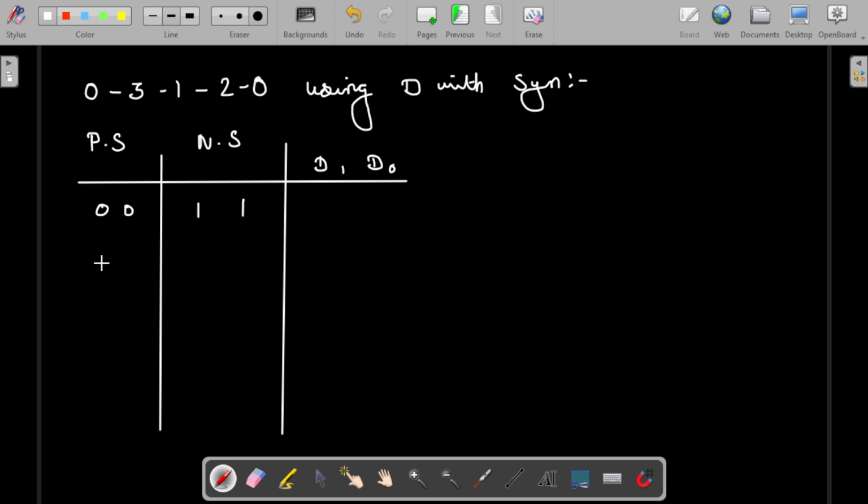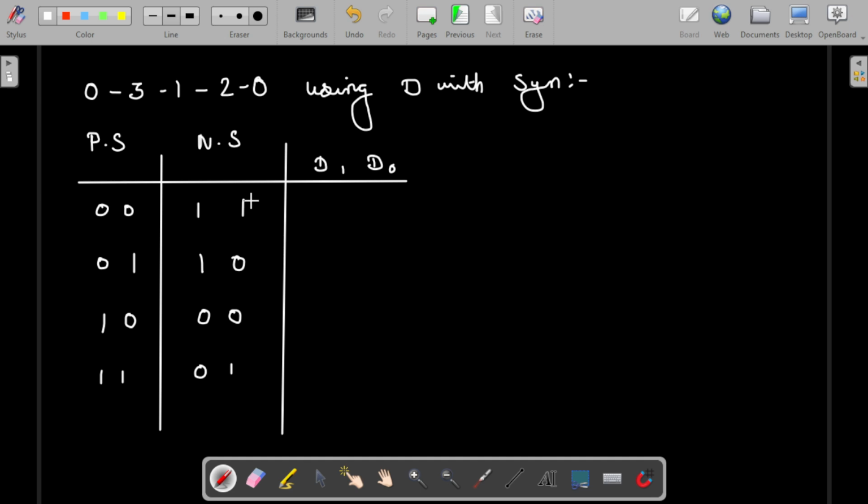If the present state is equal to 0 1, then the next state will be equal to 2. So that only we have to take. If the present state is equal to 2, then the next state will be 0 0. So in this way only we have to take. We should not take this sequence, as that will make an error. So present state is 1 1, that is 3, then the next state will be equal to 0 1. Okay, so this is how the sequence needs to be.